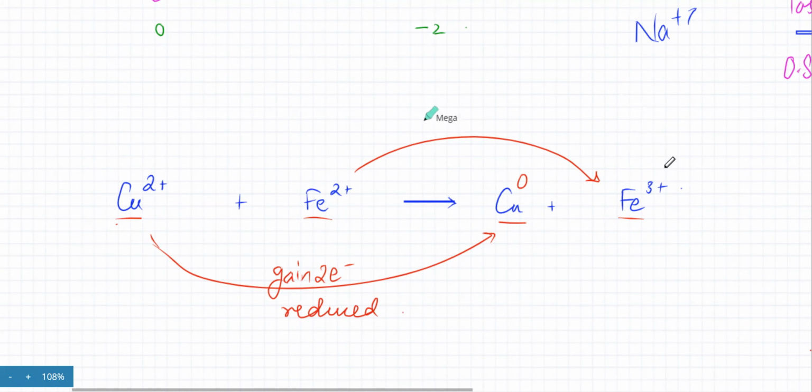So that means it lost electrons. It exactly lost 1 electron, right? Yeah. And it got oxidized. Now the thing is, that's the first thing. Okay, let's try and figure out who's getting reduced, who's getting oxidized.